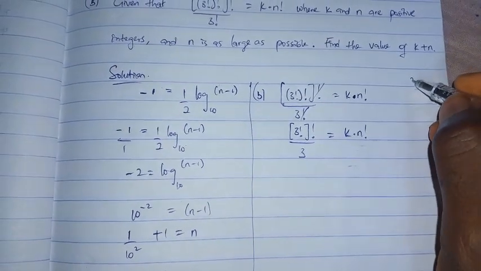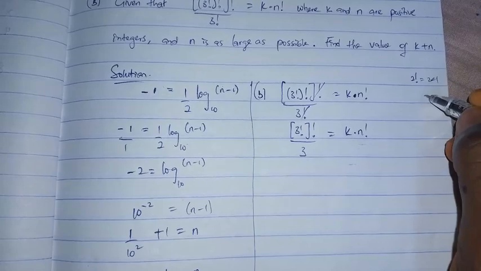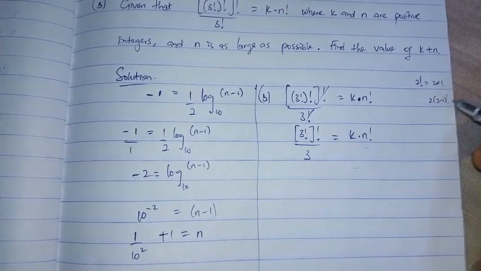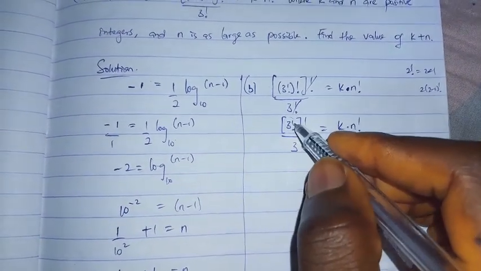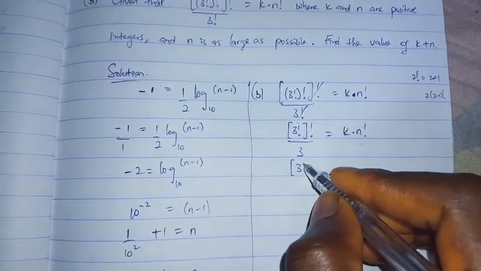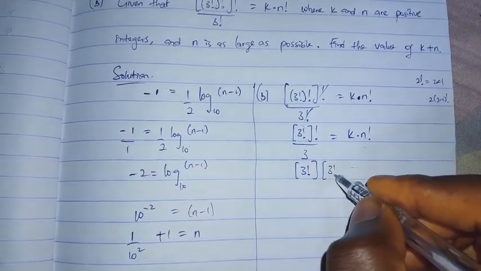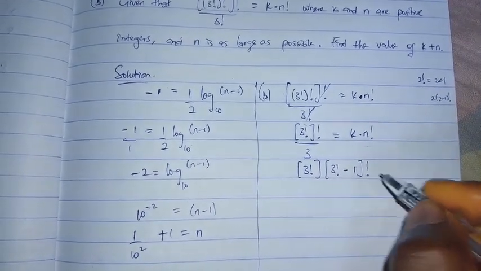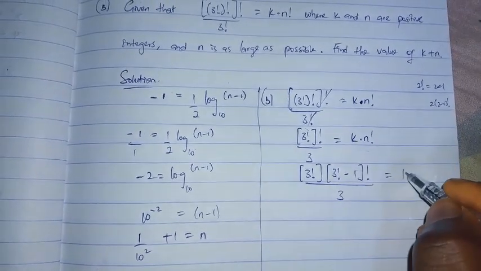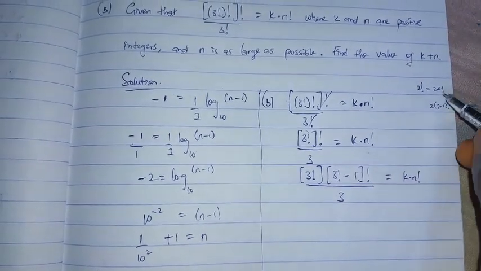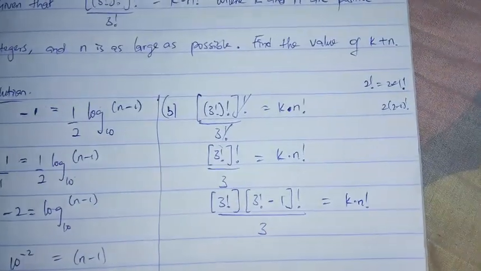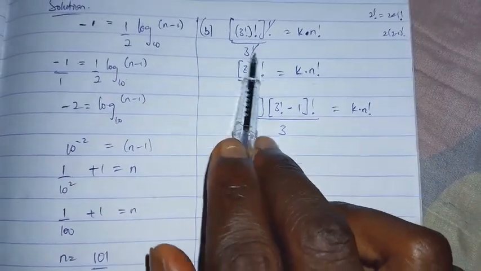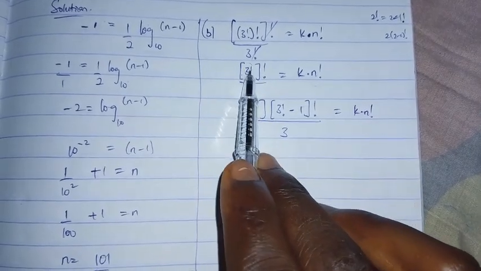Note that 2 factorial is the same thing as 2 times 1, that's 2 times (2 minus 1) factorial. So as long as this is 2, it becomes 3 factorial times (3 factorial minus 1) factorial over 3 equals k times n factorial. Don't get confused: 1 factorial is 1, so me not putting factorial here does not mean it's not still 2 times 1. So 3 factorial is the same as this times this minus 1 factorial.